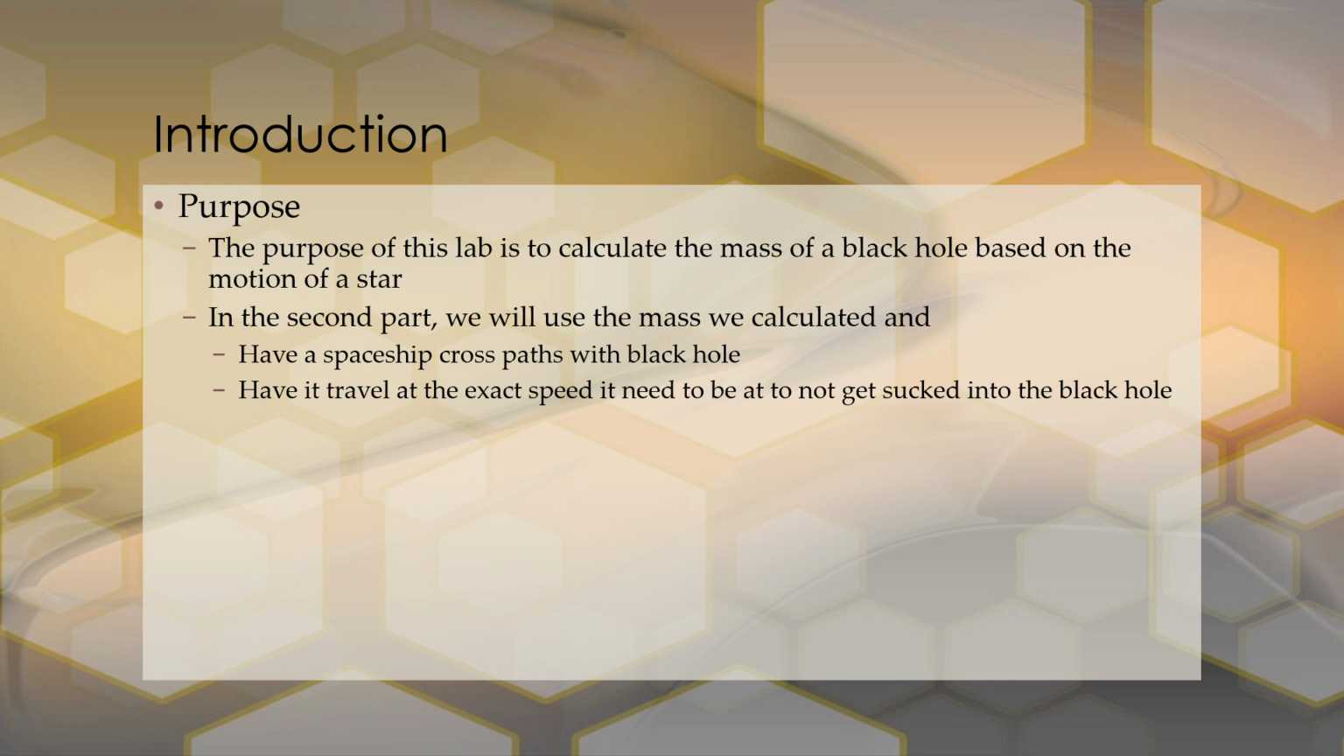And then the second part, we will use that mass that we previously calculated, and we're going to add another component. We're going to have a spaceship, and it's going to be flying around, and it's going to cross paths with the black hole. We want to find out the exact speed that the spaceship must travel so that it doesn't get sucked into the black hole. So it shouldn't be too hard, but we're going to have to see with the Python.